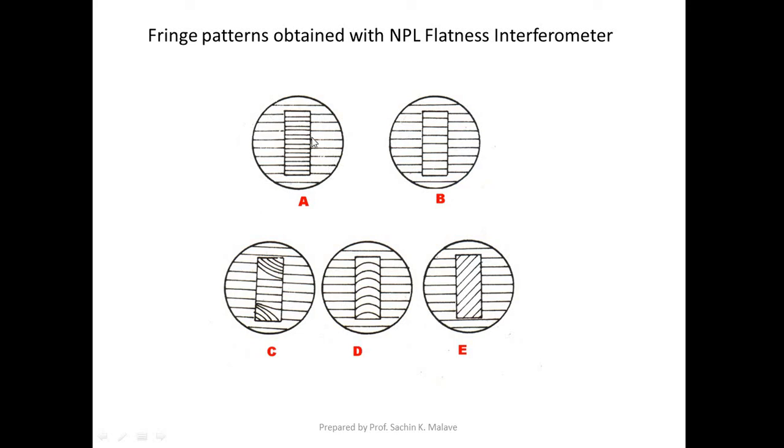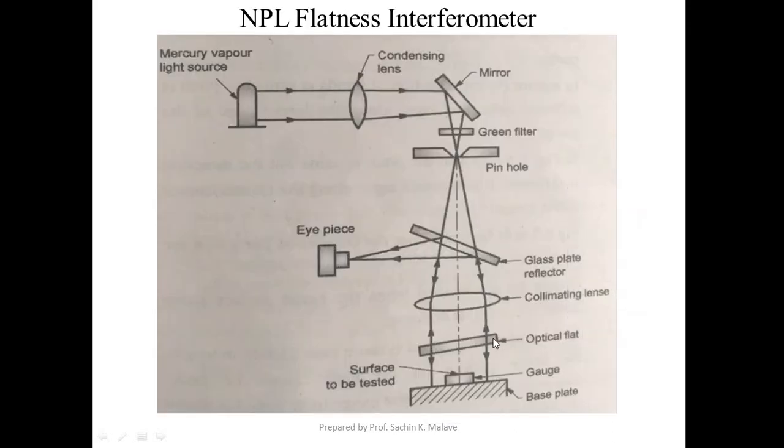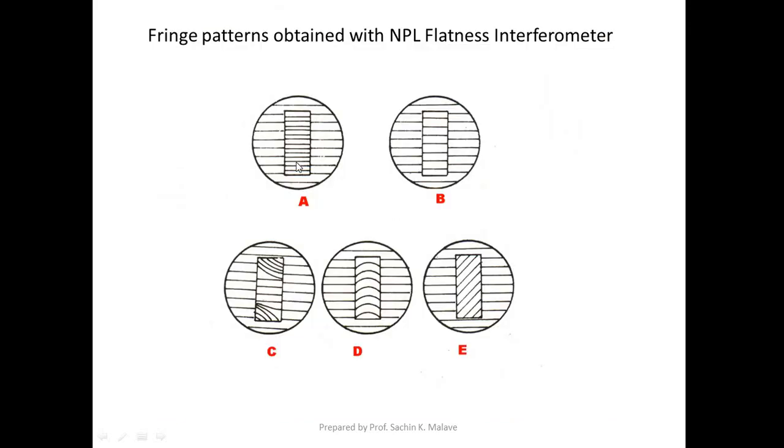Now it shows that one rectangle is shown, and in that rectangle some horizontal lines are also shown. So these horizontal lines, or this rectangle, shows the fringe pattern. That fringe pattern is because of the air gap between the optical flat and the gauge surface. Because of this air gap we get this fringe pattern.